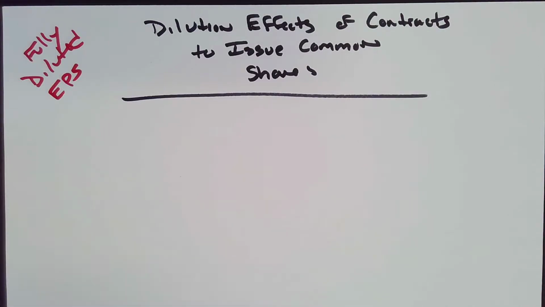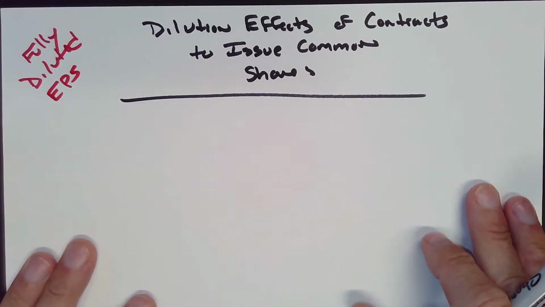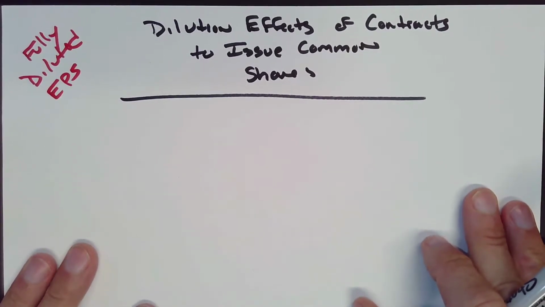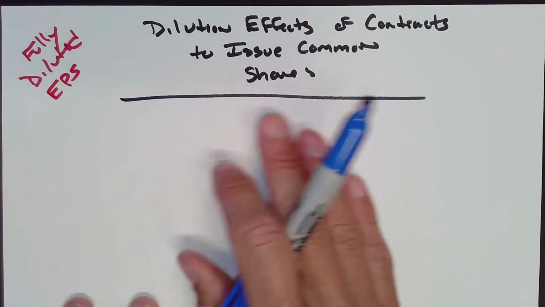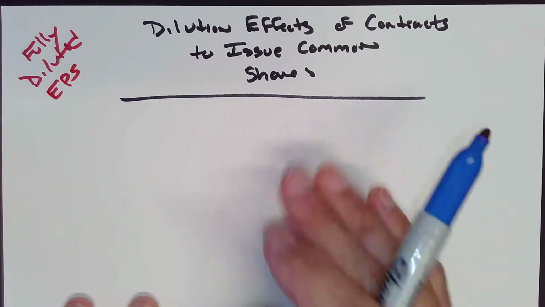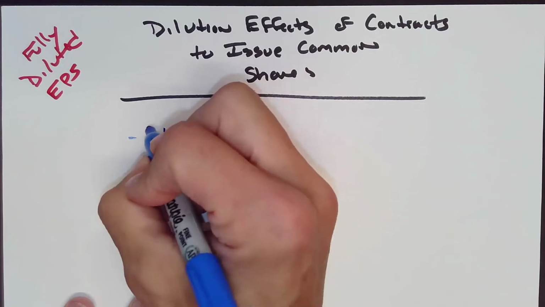Another method that is going to come up, and this comes up with convertible securities. So the methodology for convertible securities is the if converted method.